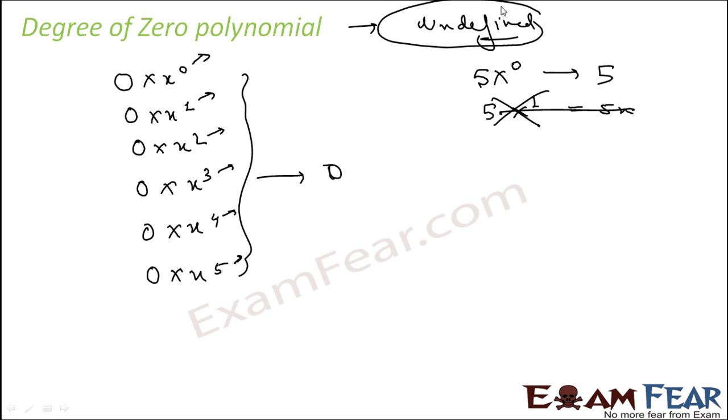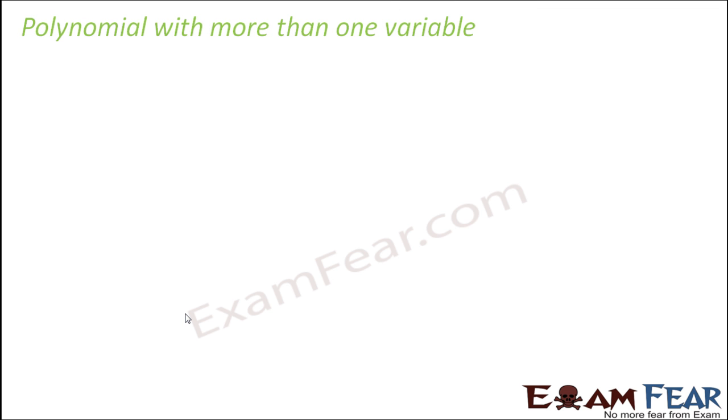Please note, this is an important concept: for the zero polynomial, the degree is undefined, and the reason is that 0 can be multiplied with any variable with any power, and thus it can have any degree. Since it can have any degree, the degree is not defined.